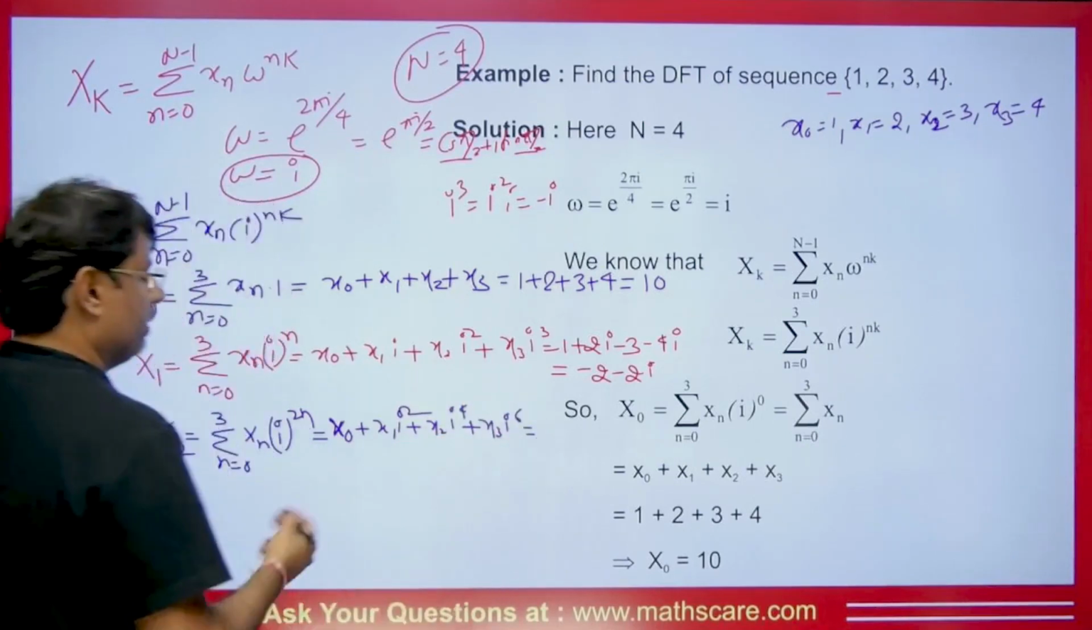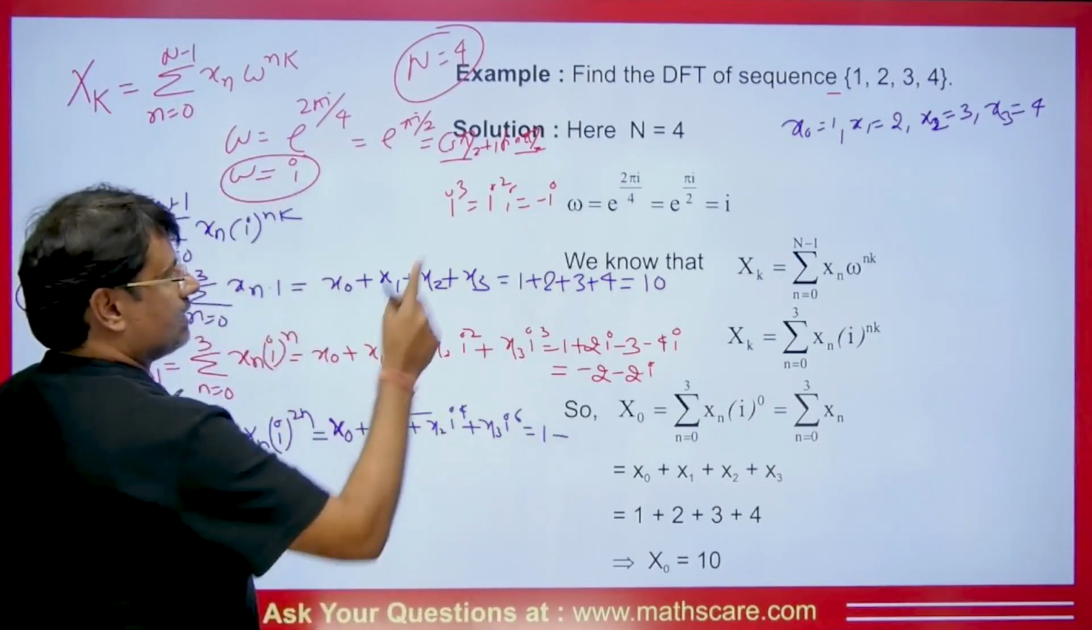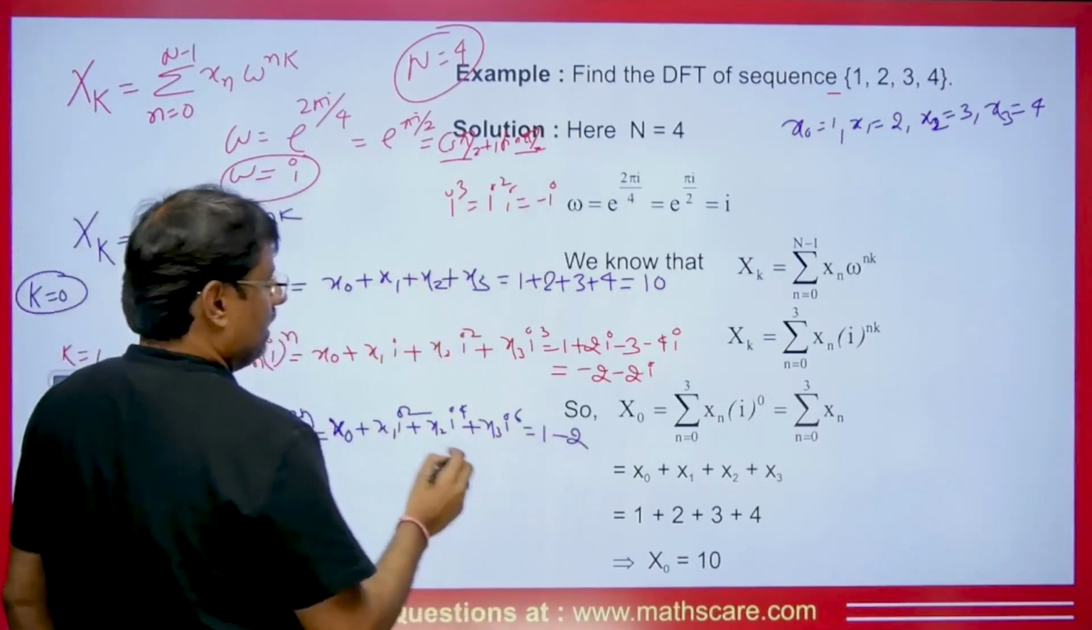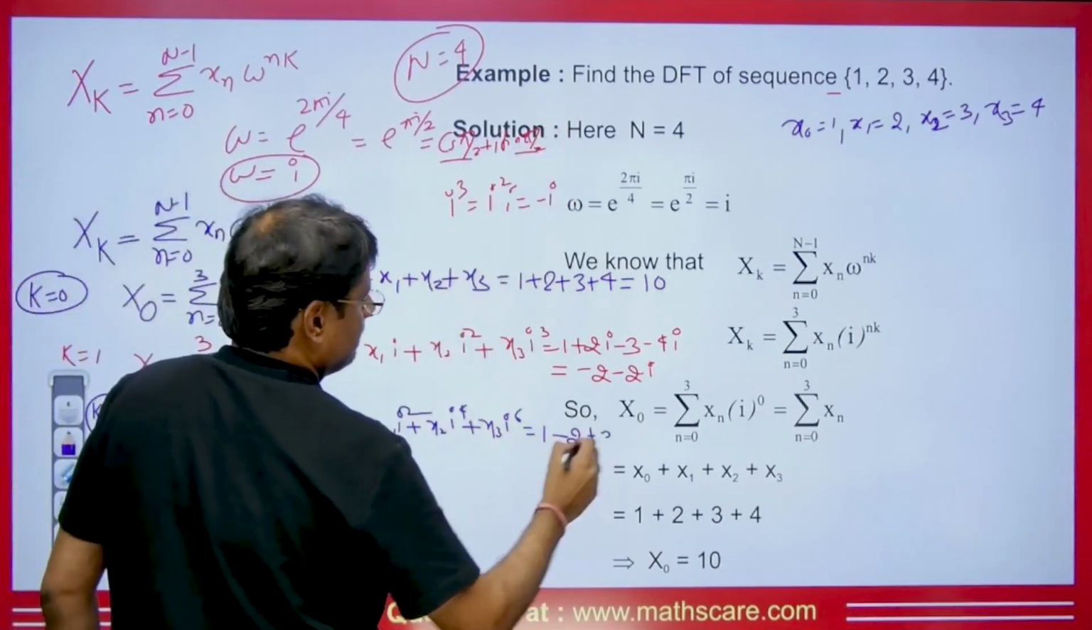Now we will put its value. And the value of x0 is 1, right? Iota square is minus 1 and x1 is 2, so this will be minus 2. As the value of iota power 4 is 1 and the value of x2 is 3, so this becomes 3.